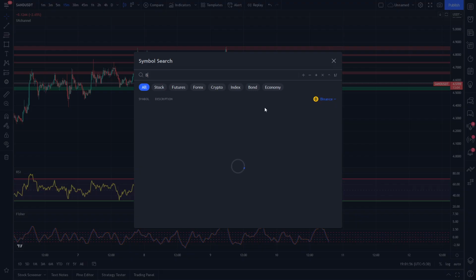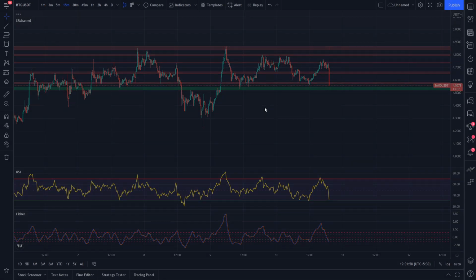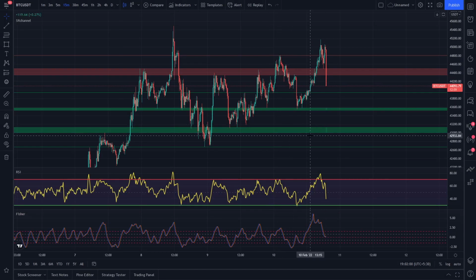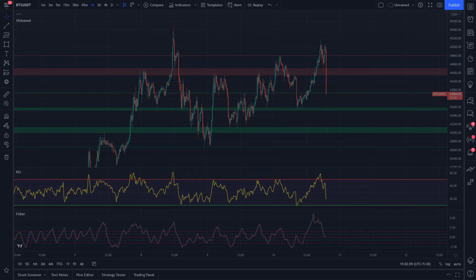So let's get back into a different coin. What do you want to see? Let's get back into Bitcoin. So right now, you don't see a resistance over here. Let's go into a different time frame and see if we find a resistance.